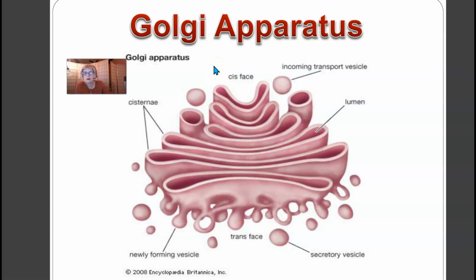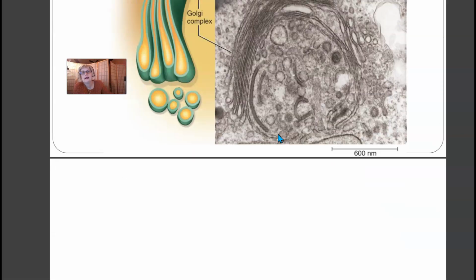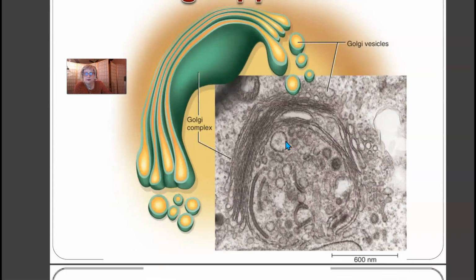All right, so here's another image. This is a microscopic view, 600 nanometers, that's how it's electron microscope, and you can see that they do exist. We're not making this stuff up. This is the Golgi complex, okay, right there. All right, there's your lysosomes.